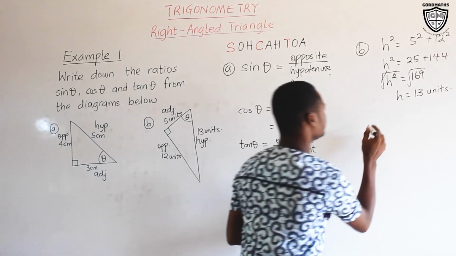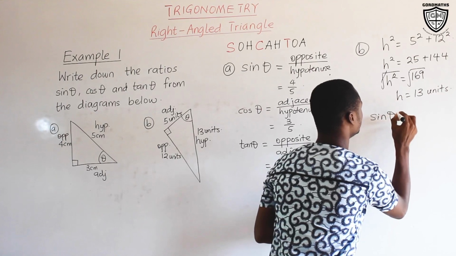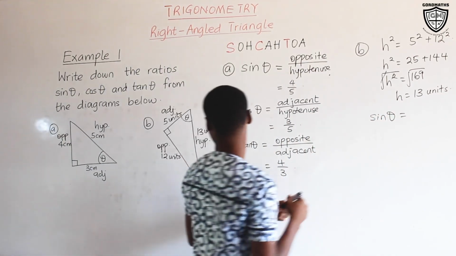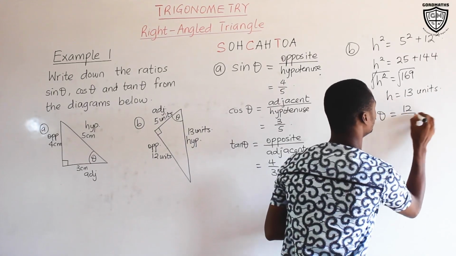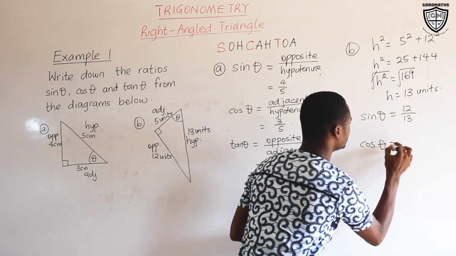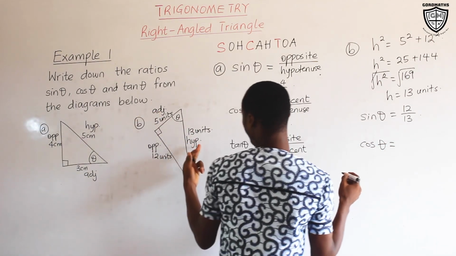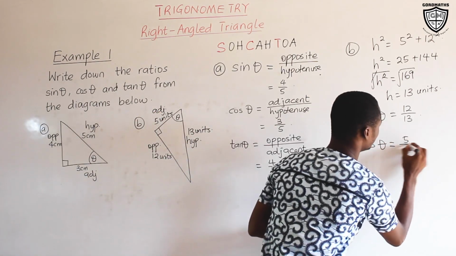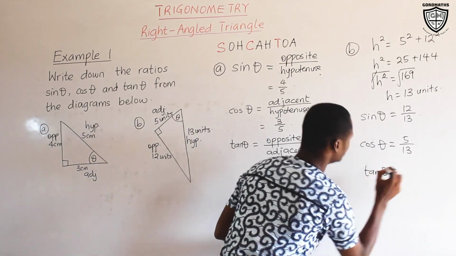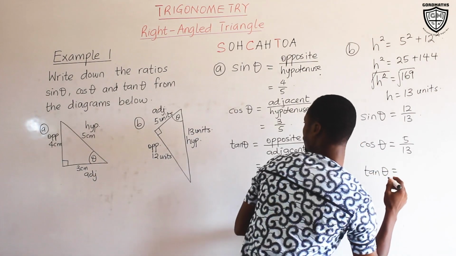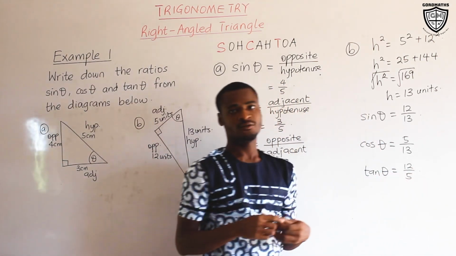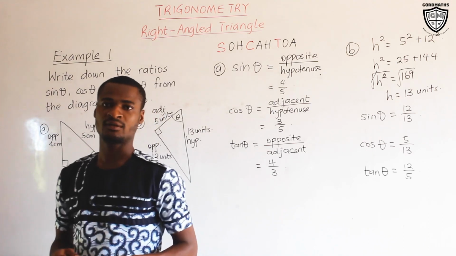Then now sin theta will be equal to the opposite over hypotenuse. So that is 12 over 13. Cos theta, which is the adjacent over hypotenuse, will be 5 over 13. And then tan theta, which is the opposite over adjacent, will be 12 over 5. We will take our second example on this.